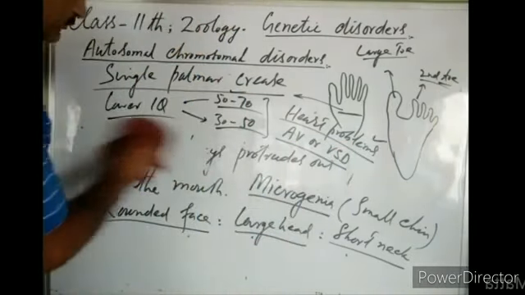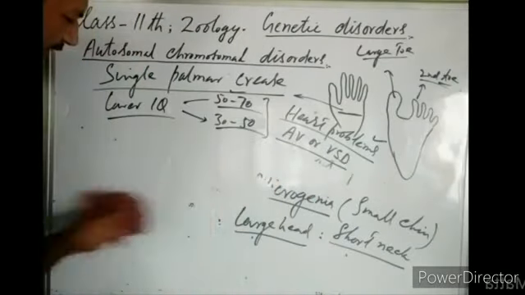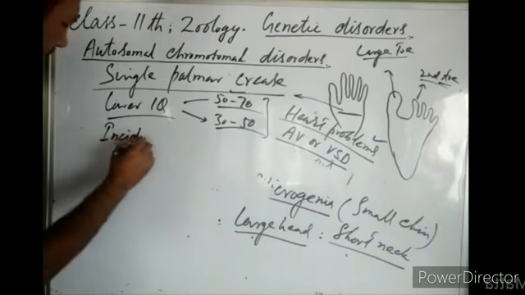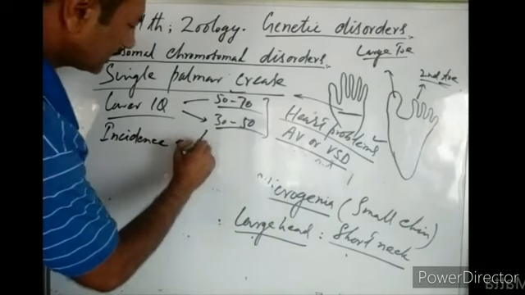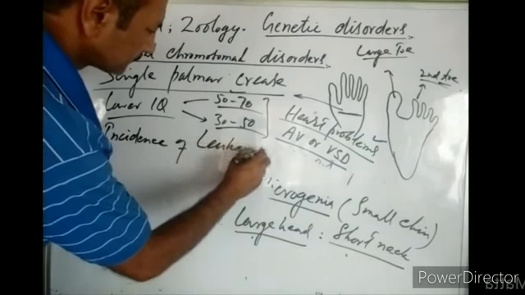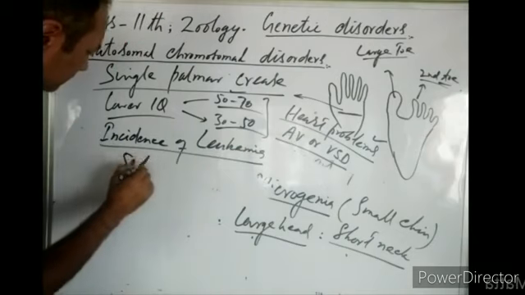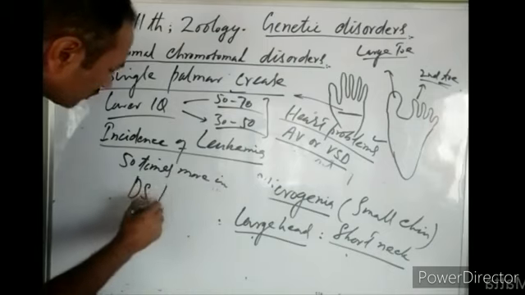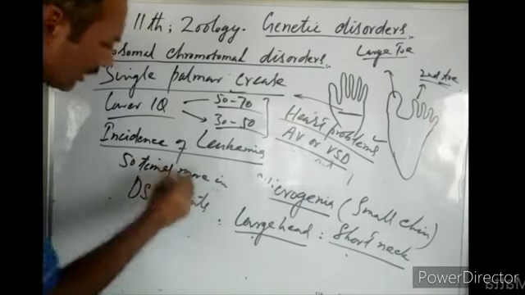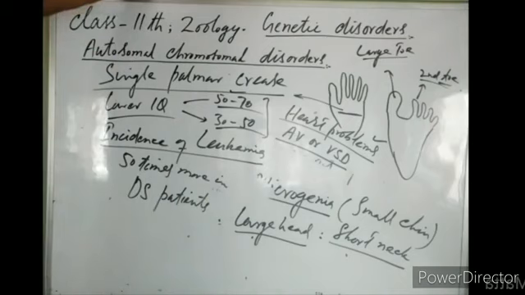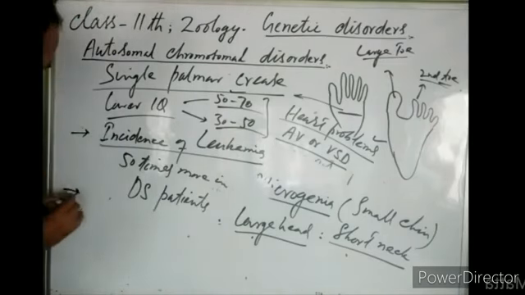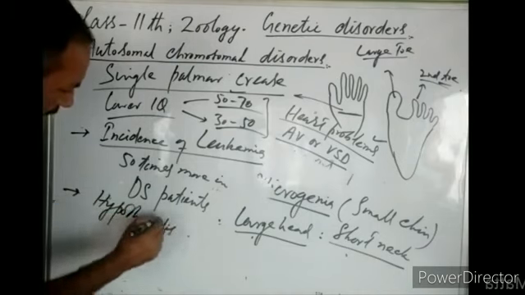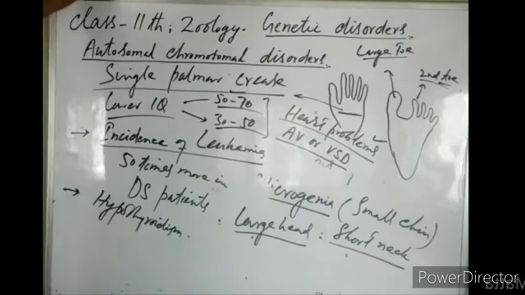The incidence of blood cancer, leukemia, is 50 times higher in Down syndrome patients. So they are more likely to suffer from blood cancer. They also suffer from hypothyroidism. They are at increased risk of developing hypothyroidism.